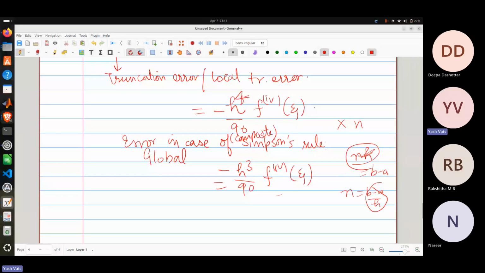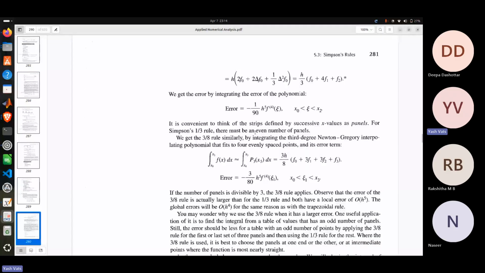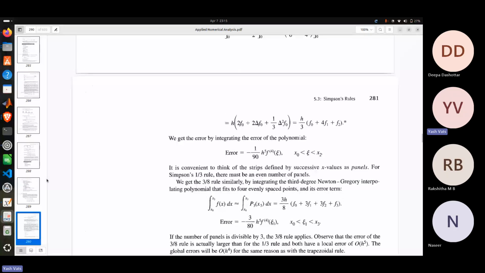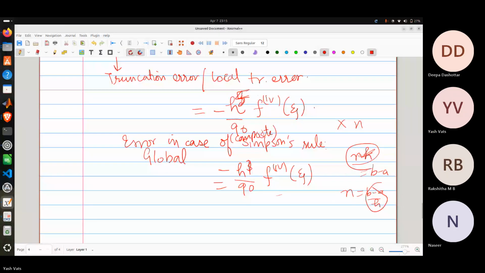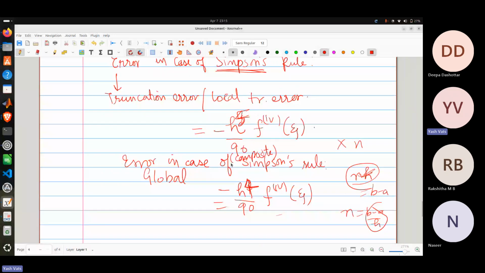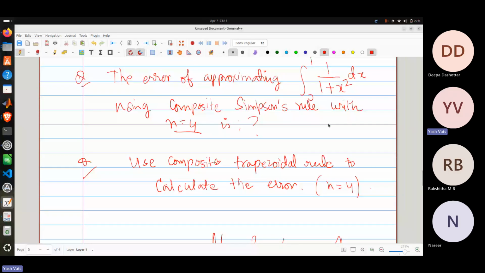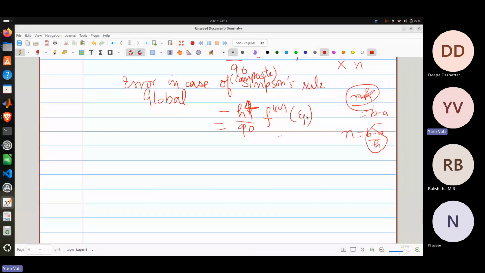And yes, okay, it's h^5. I forgot something. Okay, so the order of error is h^5 locally, so globally it should be h^4. Sorry. So local means as compared to Simpson's rule, and composite means the global error of composite Simpson's rule. So here is composite Simpson's rule. You need to use this kind of error, h^4 divided by 90 f^(4)(ξ).